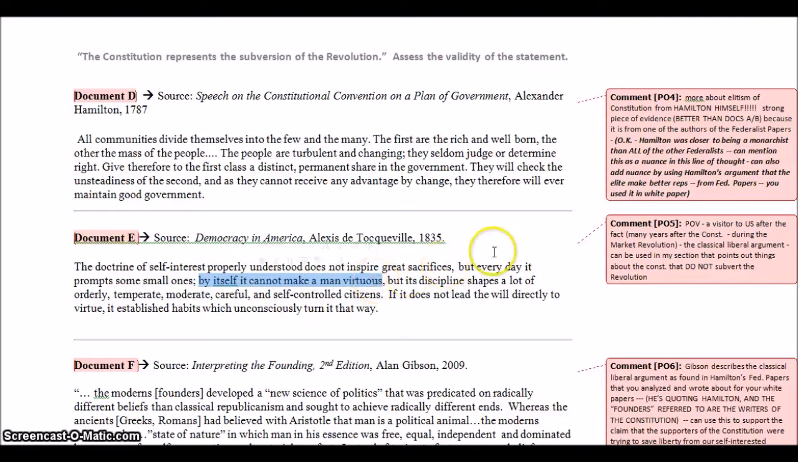All right. So in the end, it does not subvert liberty, subvert the revolution, the Federalists would argue, or you should argue in that section of your essay.